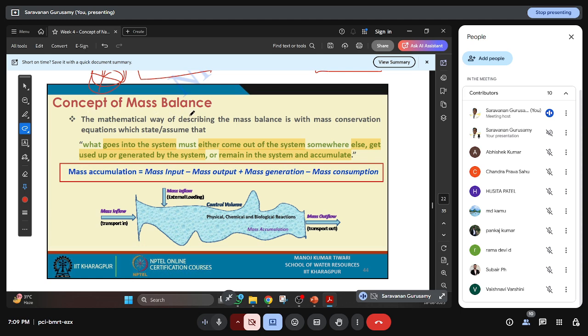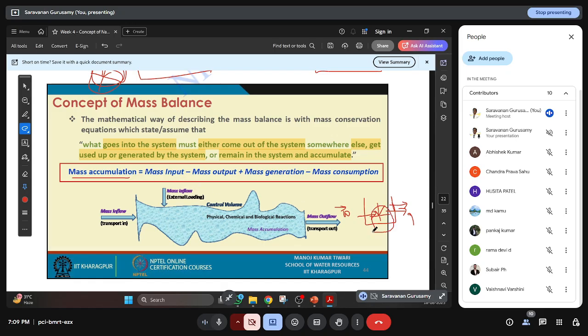Coming to the concept of mass balance, what goes into the system will always come out of the system, otherwise it will be retained in the system. If you take a tank and I put 10 milligram of solid into 1 liter of tank, only 9 is coming out. The remaining 1 is settled in the tank. So mass going in equals mass going out plus whatever mass settled in the system. That's the mass accumulation.